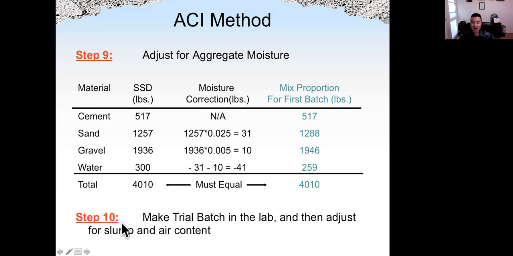All right. The last step is to make a trial batch. Then you measure the slump. Then you measure the air content and compare the measured slump and air content with the design slump and air content, and also measure the strength. If there is any difference, you will adjust the mix design accordingly.